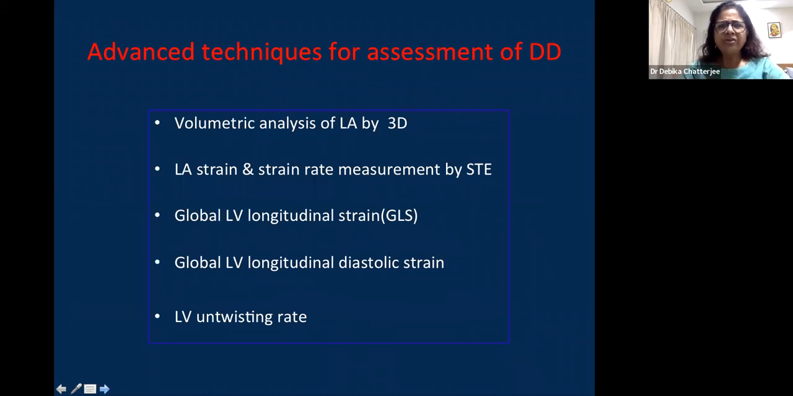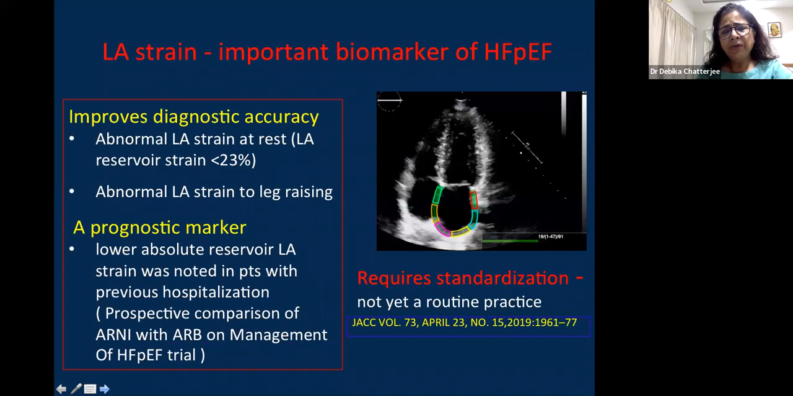Now, there are advanced techniques for assessment of diastolic dysfunction which are coming, like volumetric analysis of the LA by 3D, LA strain and strain rate measurement by speckle tracking echocardiography, global longitudinal strain, global longitudinal diastolic strain, LV untwisting, and the rest. Rapid advancements are taking place in cardiac imaging. Out of these, LA strain and strain rate has gained importance because this is an important biomarker of HFpEF, which is a big challenge for diagnosis.